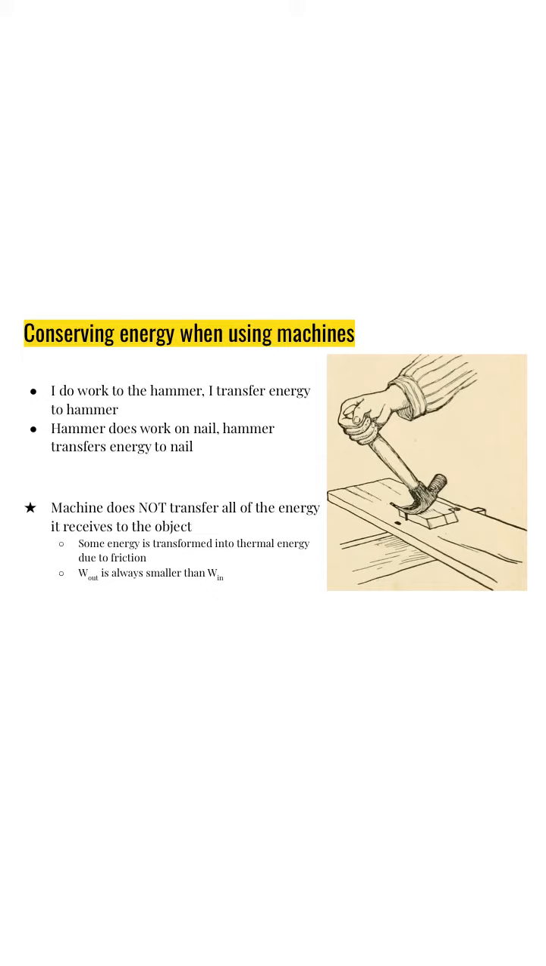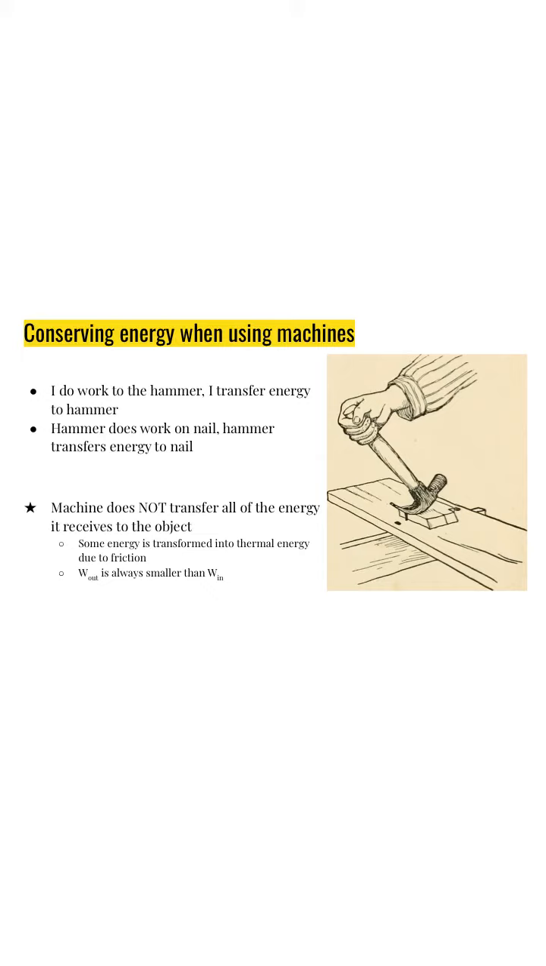Okay, so when we use machines, we do not transfer all of the energy to the object. When I do work on the hammer, like when I am pulling on the hammer, I transfer energy to it. Energy from my hand goes into the hammer handle. The hammer is doing work on the nail by pulling it out of the wood, so the hammer is transferring energy to the nail.